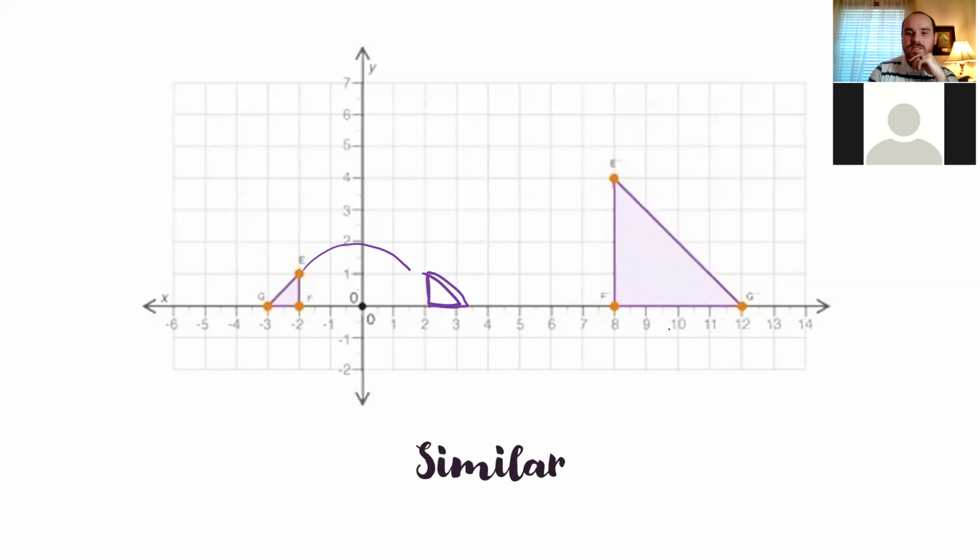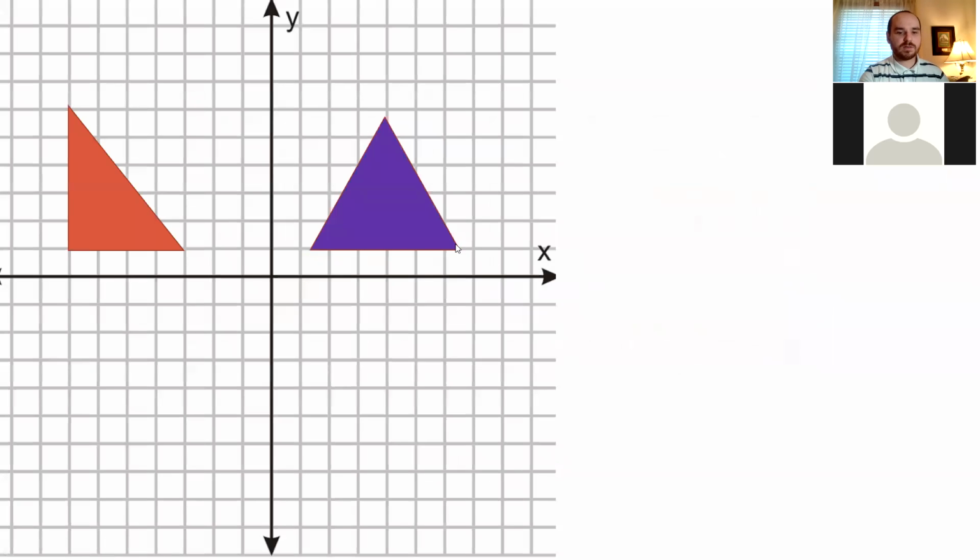So specifically, this one is a dilation of a factor of 4. We took our 2, went to 8, our 3 went to 12, and then the height of this one went from 1 to 4, and the distance away went from 2 to 8. So again, that is a reflection and a dilation. All right, and then the last question, final round. Are these two shapes similar, congruent, or neither?